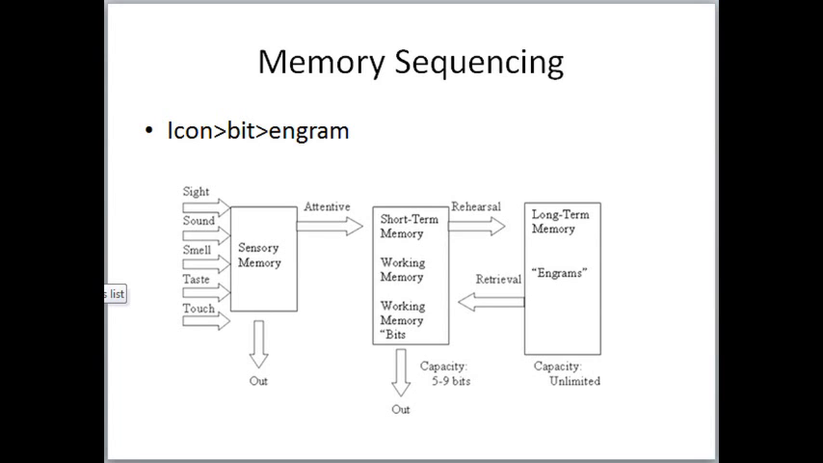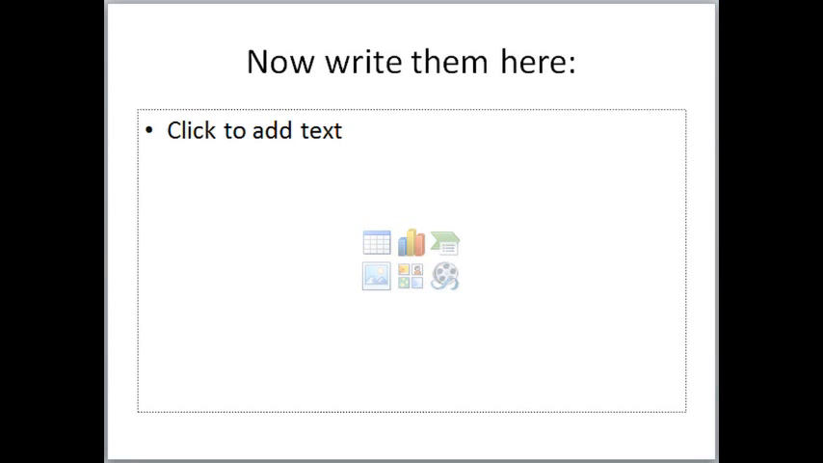Now, as we're trying to remember things, certain things can happen to us. So for a second, I want you to memorize this list. I'll give you a few more seconds. Okay, now write the list. Write it down on a piece of paper or something like that.